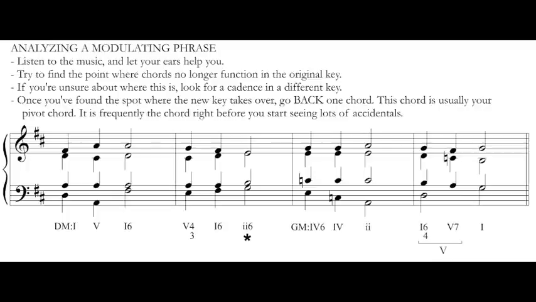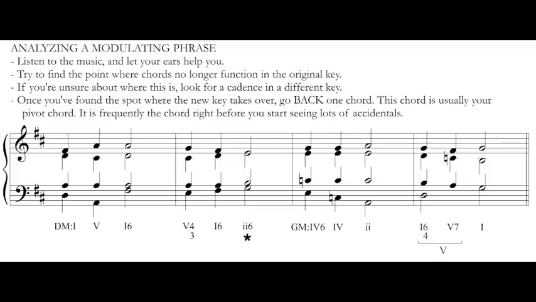Once you've found that spot where the new key takes over, once you've found that spot where your chords are no longer functioning in the original key, but very clearly functioning in the new key, you want to actually go back one chord. You want to go back one chord. That chord is usually your pivot chord, and frequently it's the chord that you see right before you start seeing lots of accidentals in your new key.